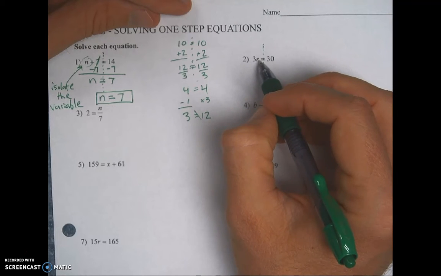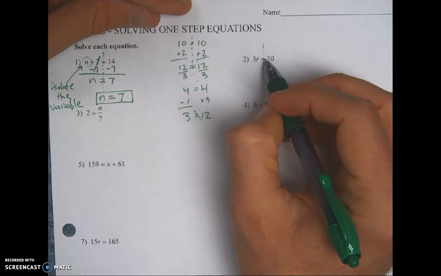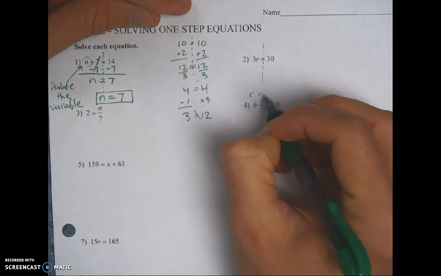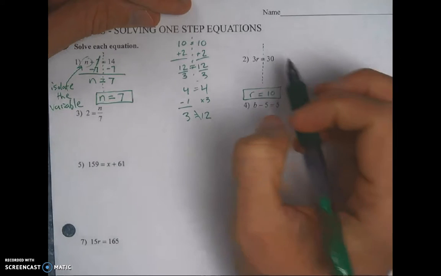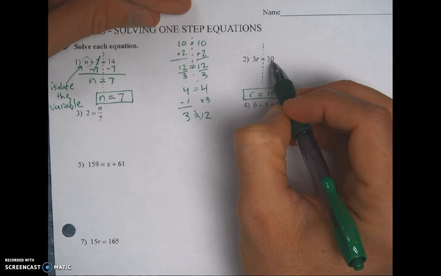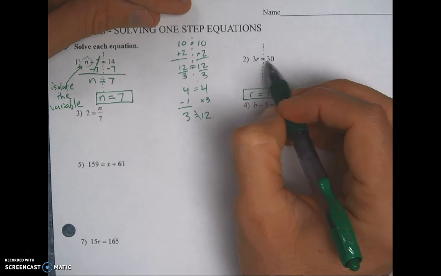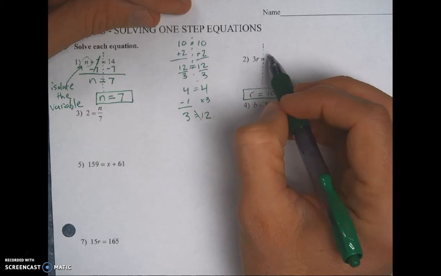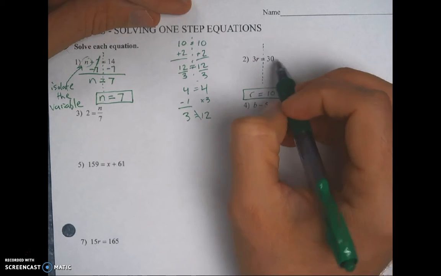Some of you might have already figured out the answer is 10. 3 times 10 is 30. So the answer is going to be 10. How do we show the work? So what I actually did was I divided 30 by 3. This was multiplication. To do the reverse or undo it, I divide.